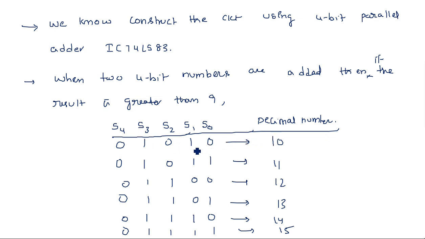One thing we need to observe here. For all these numbers, the S3 value is 1, and either S2 or S1 is 1. Look at the table properly. For all these values, if I say the result is greater than 9, it means S3 is 1, and another case is either S2 or S1 is 1.